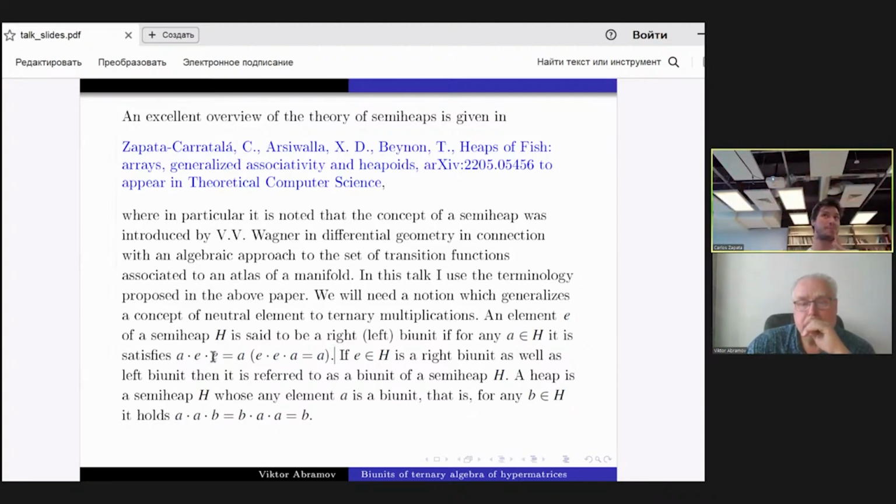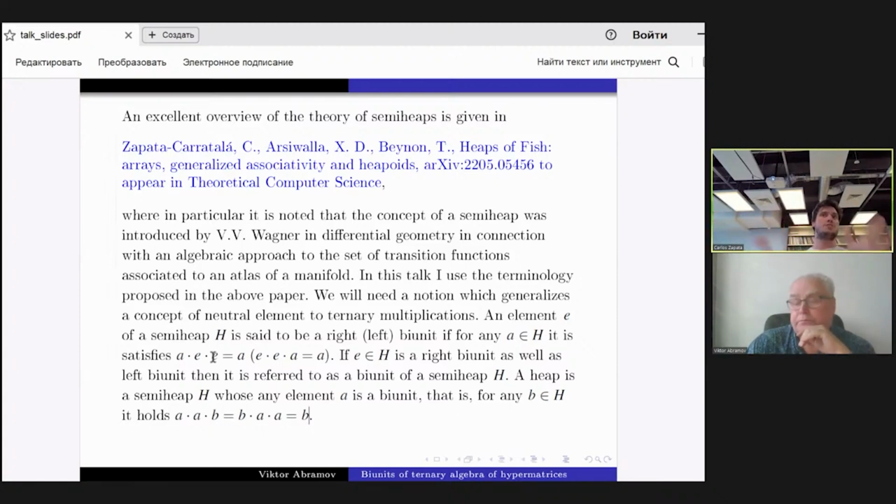A heap is a semi-heap where all elements are like E, and a di-heap is a semi-heap where all elements belong to a bi-unit pair. So there's essentially a map that, given an element, will give you its companion, and they too make a bi-unit pair. Okay. So that's a di-heap.